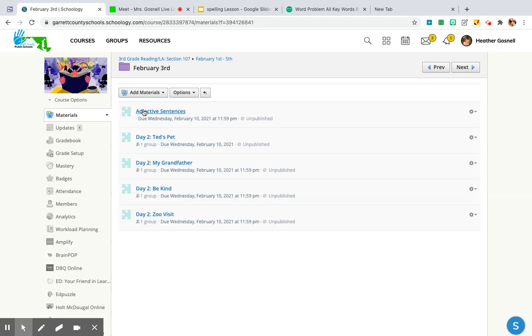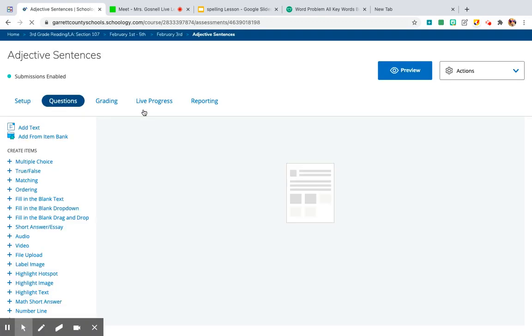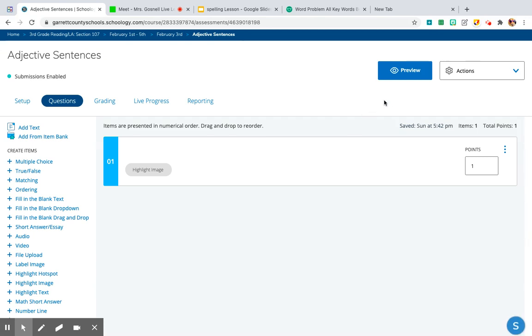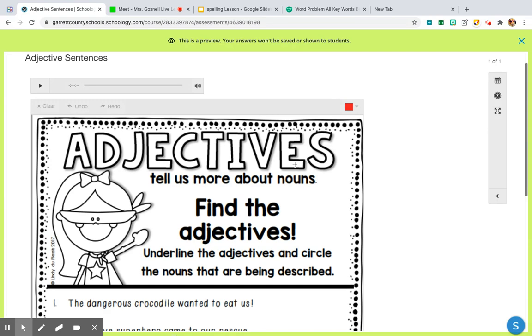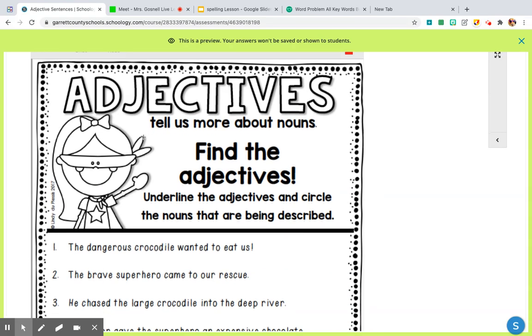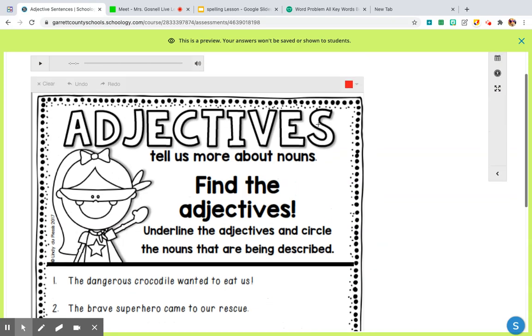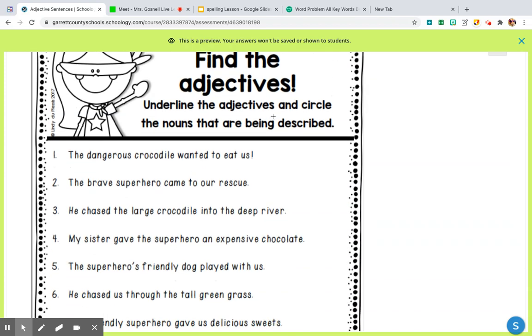Your activity here is adjective sentences. You are going to read. I'm not going to read these for you. You need to read these sentences. Okay? So find the adjectives. Pay attention to these directions carefully. Some of us do not read the directions and it gets you in trouble, okay? So you have your marker here. Underline the adjectives and circle the nouns.